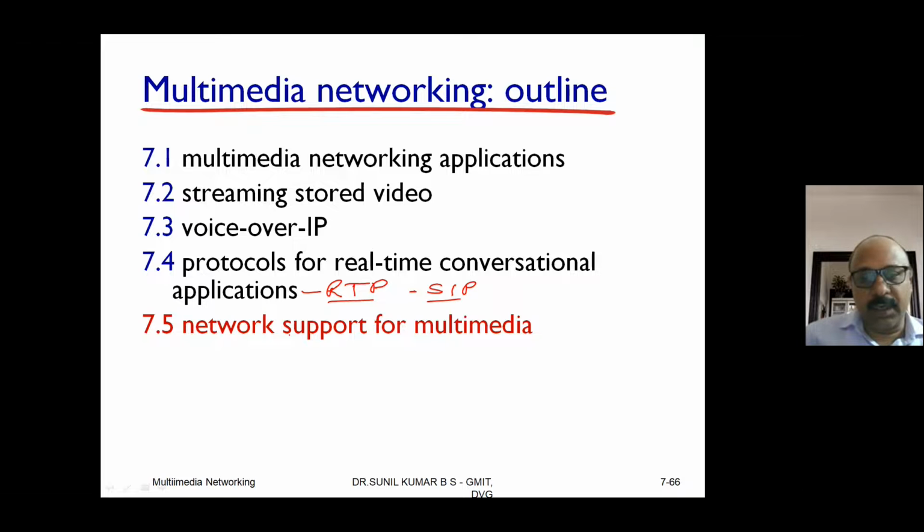RTP stands for Real-Time Transport Protocol. SIP stands for Session Initiation Protocol. Understanding this, now moving on to the last segment of this chapter, that is network support for multimedia. The network support for the communication of multimedia packets plays a very important role.